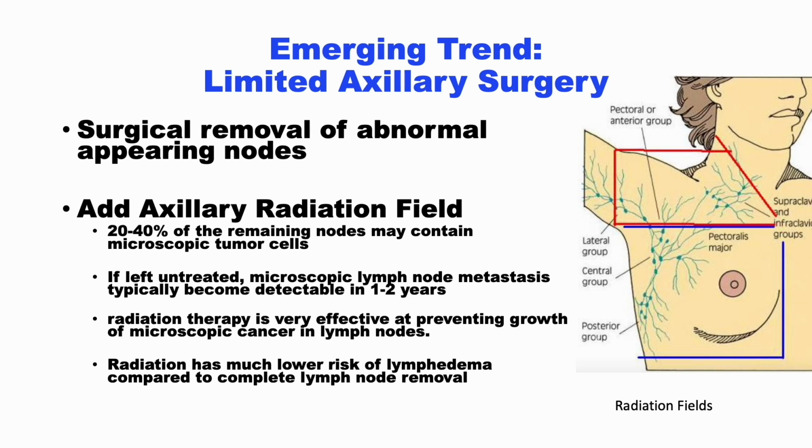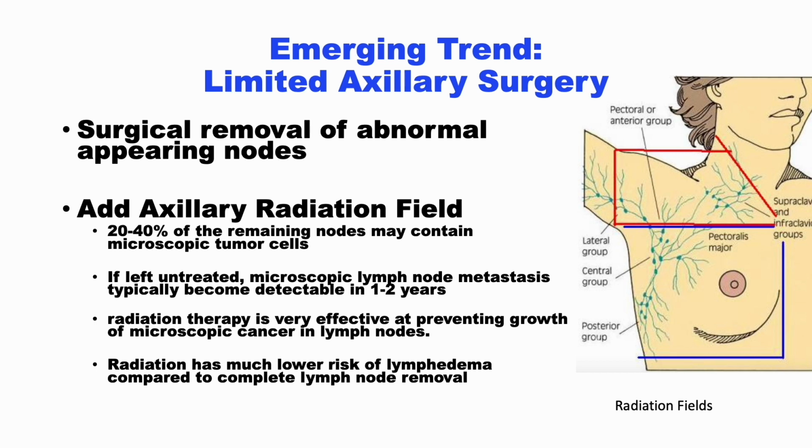Number one, instead of removing all the lymph nodes, the surgeon would remove only the grossly positive ones, with the goal of leaving all normal appearing lymph nodes intact to minimize the burden of more extensive lymph node surgery. In this scenario, the addition of radiation to the remaining lymph nodes would minimize the risk of lymph node recurrence while also reducing the risk of lymphedema.